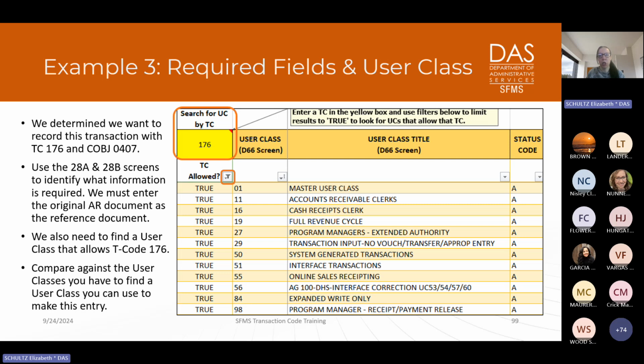So we can then use T-code 176 on the user class tab of the T-code spreadsheet to find out which user classes we can use to make that entry. There's some more options than what we had when we established the invoice. Cash receipts clerks, there's some additional user classes listed on here, but you just want to compare this against your own user class. You can use any of these user classes if you have them to make this entry.